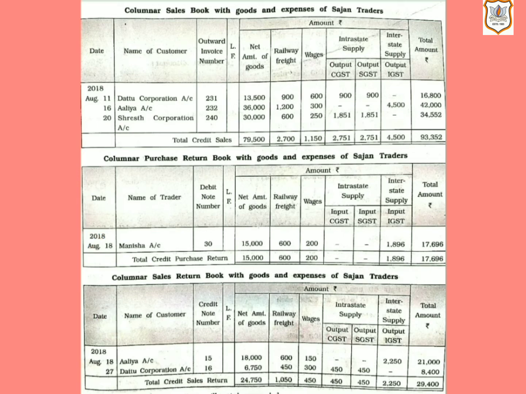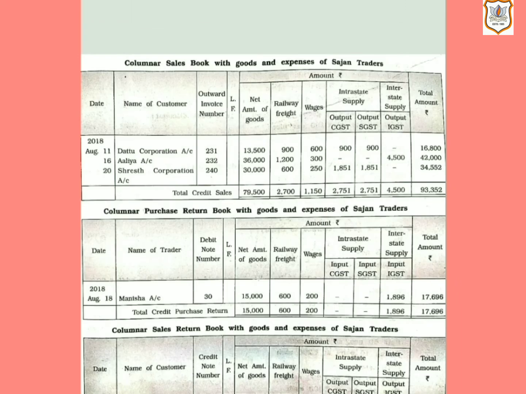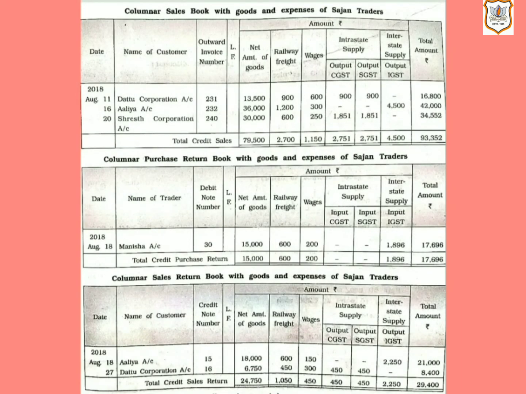This transaction will be recorded in, as here it is given that Alia has returned 50% goods. That means it is a sales return for us, because on 16th we sold goods to Alia worth rupees 36,000, and now she is returning 50%. That means half amount of goods to us. So it is sales return for us. We will record it in sales return book.